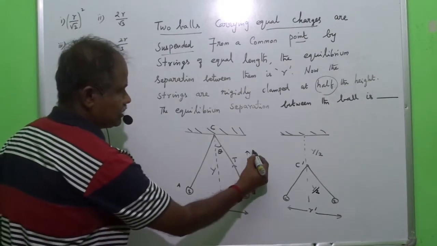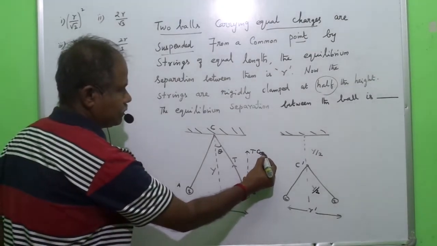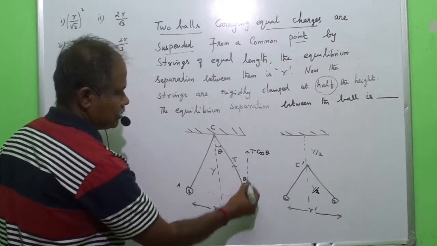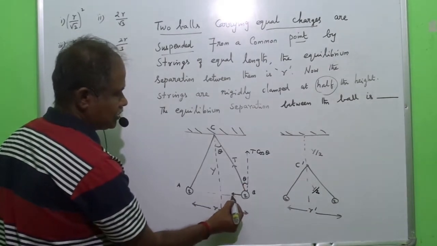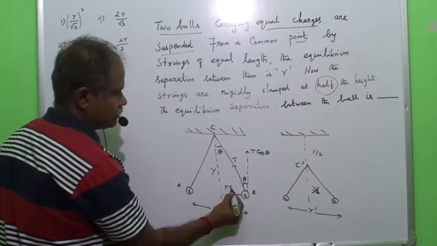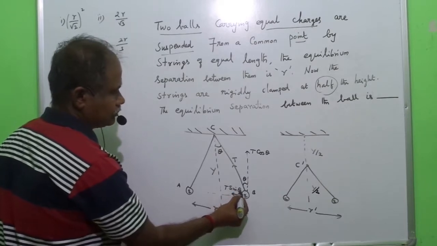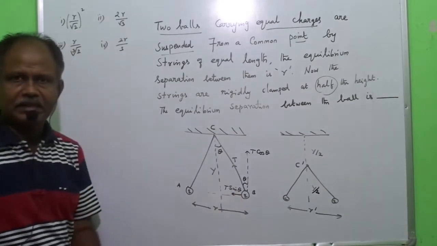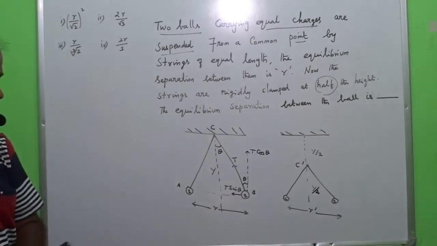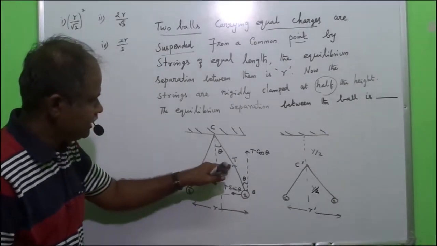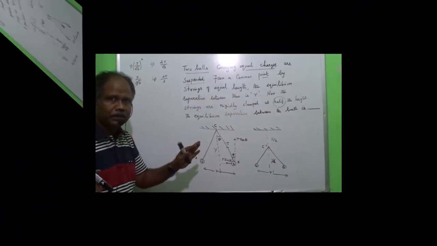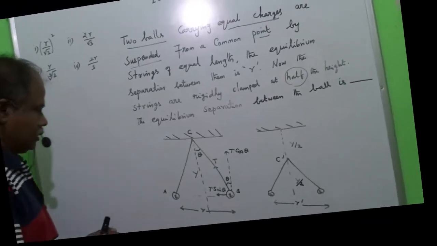One is, this is T cos theta. This is a perpendicular component. That is what? T sin theta. You must understand clearly this particular point. This T can be resolved into two components. One is T cos.